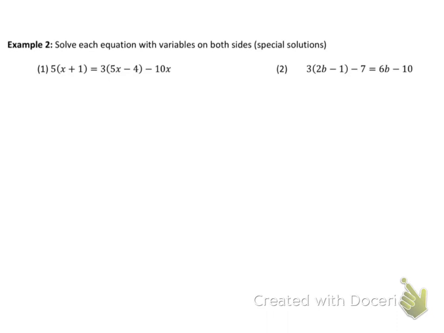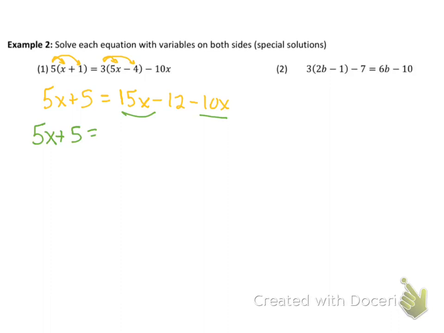So we're going to do what we just did. Okay, so if I do that distributive property, and then I got 5x plus 5 equals 15x minus 12 minus 10x. So then if I continue solving this, left-hand side is good as is, but right-hand side I need to combine like terms. That's going to be 5x minus 12.